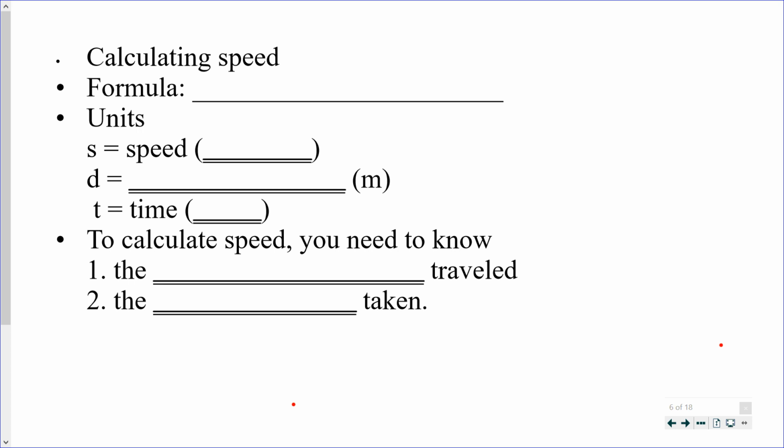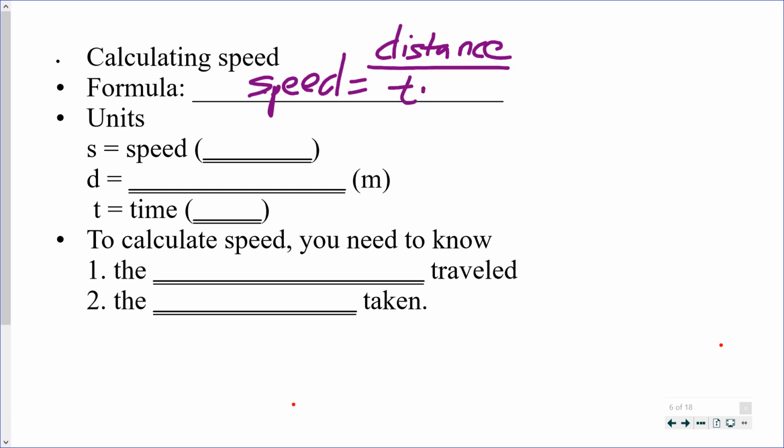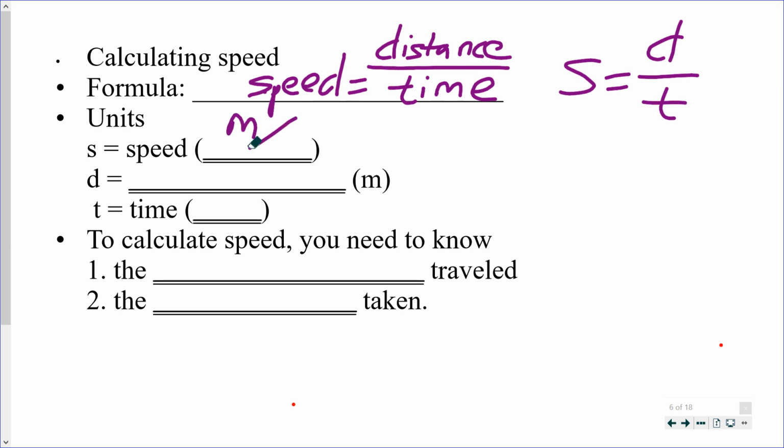All right, so the formula for calculated speed is speed is equal to distance divided by time. Okay, and in shorthand, you'll see it as S is equal to D divided by T. All right, so the unit for speed is meters per second.